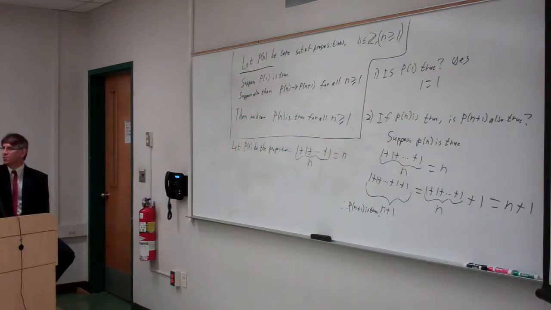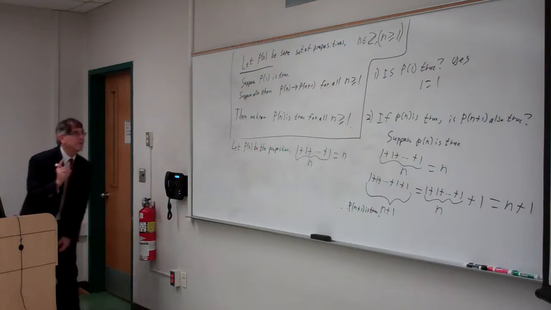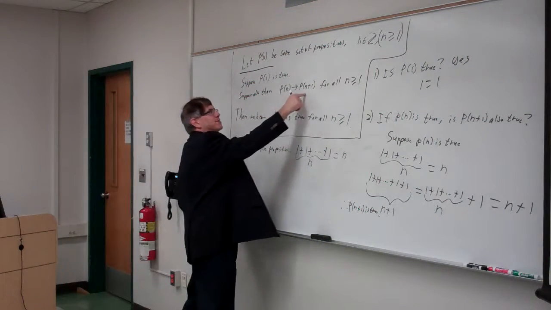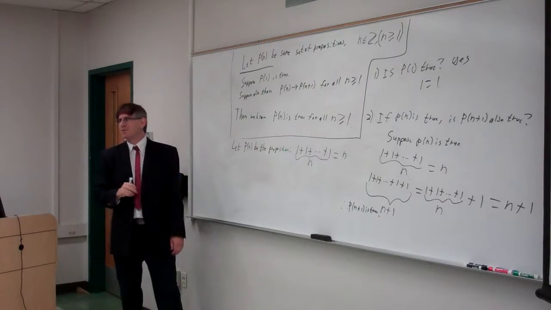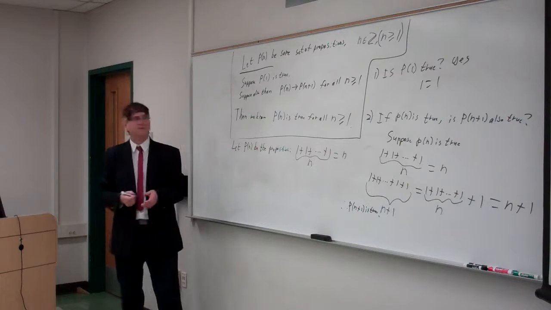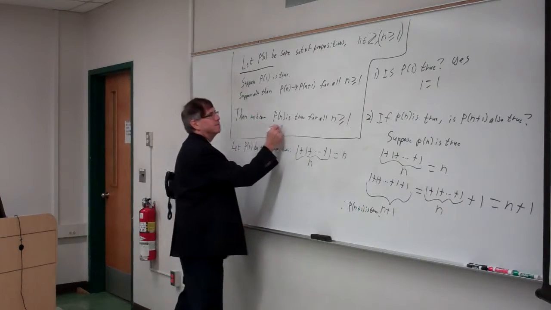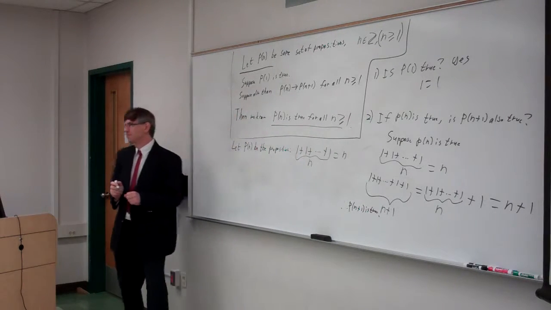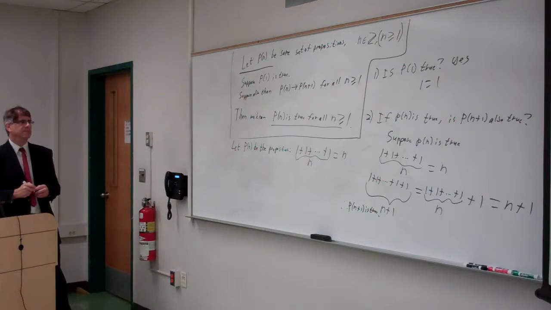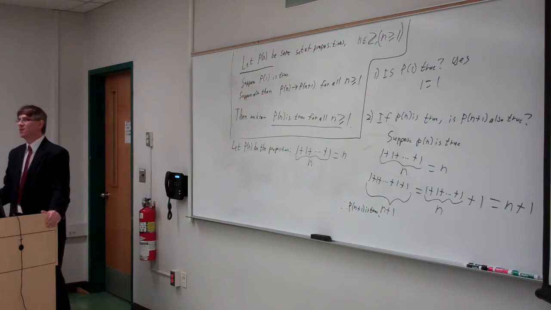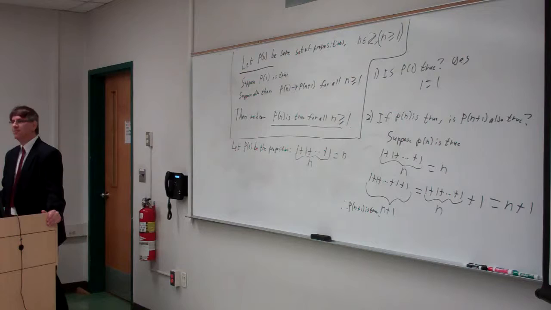So we've only proven two things. We proved P of 1 is true, and we proved if P of n is true, P of n plus 1 is also true. But now we can say, therefore, by the principle of mathematical induction, P of n is true for all n. And so we've proven that the sum of n ones is equal to n for any value n bigger than or equal to 1.